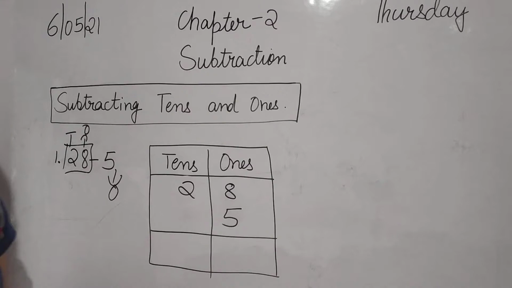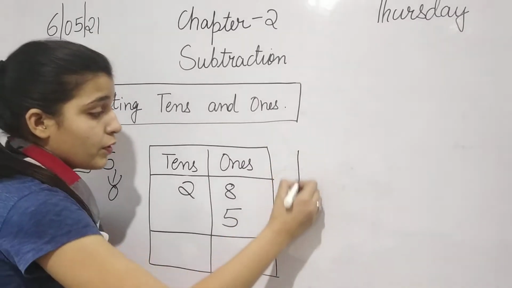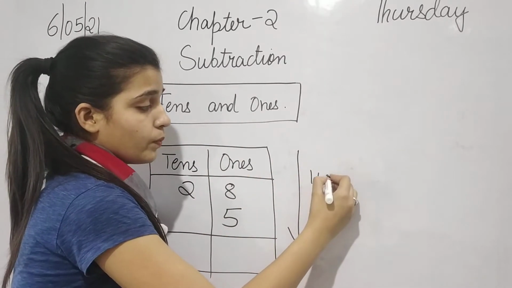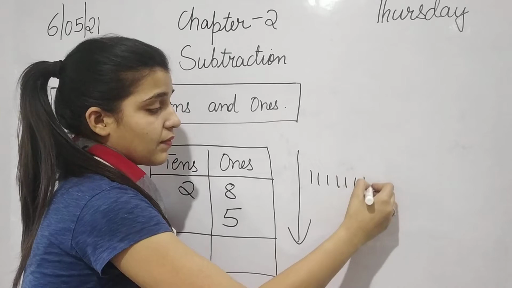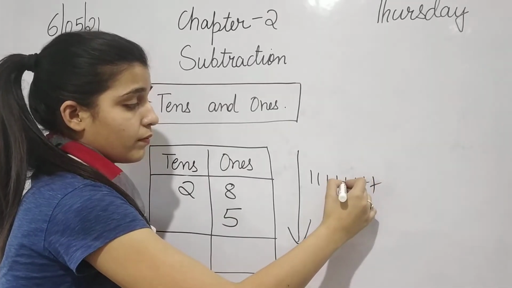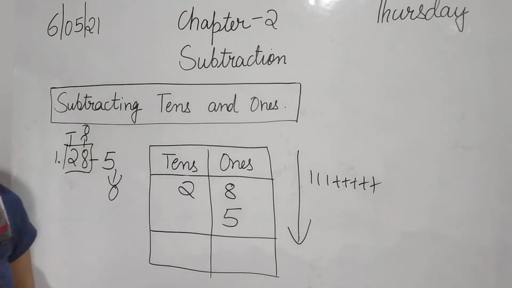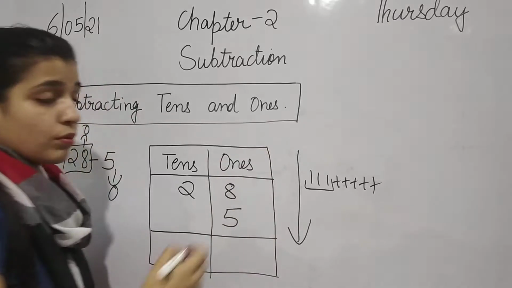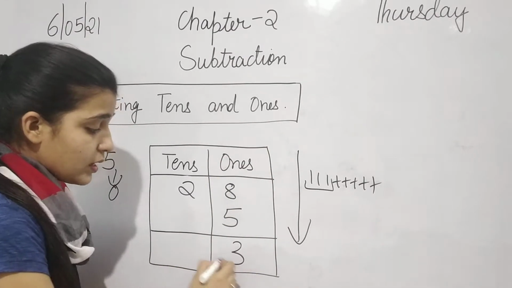Now the second step, क्या होगा second step? We will subtract ones, right? 8 minus 5. Make 8 lines. 1, 2, 3, 4, 5, 6, 7, 8. Subtract the 5 lines from 8. 1, 2, 3, 4, 5. Students, after subtracting the 5 lines from 8, how many lines are left now? Only 3 lines, so we can write 3.